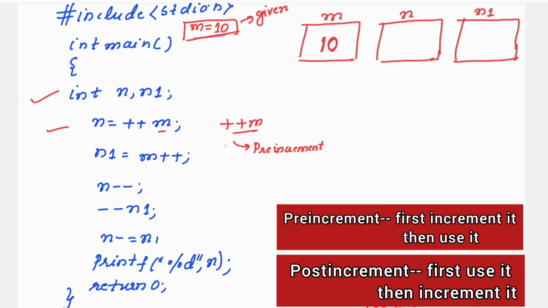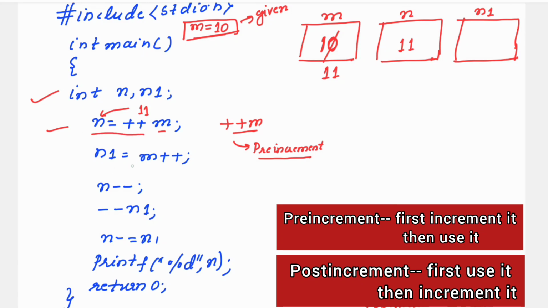Now, in this statement, what have we seen? Plus plus m is pre-increment. First increment and then use it. Whatever is the value given here, 10, first you increase it. It becomes 11. And then you use it. Use it means that the value 11 is assigned to the variable n. This is called use it. So we'll now write that the n variable holds the value 11. So we have completed this statement.